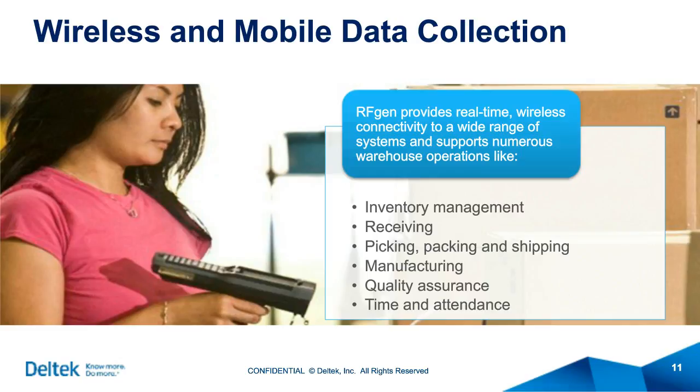What RFgen really does is connect to a wide range of systems. We're automating the warehouse through primarily items such as inventory management, receiving, picking, packing, shipping, manufacturing, quality assurance, and time and attendance. I can do more than this, but these are the primary things that people are looking at controlling in their mobile wireless data collection app.